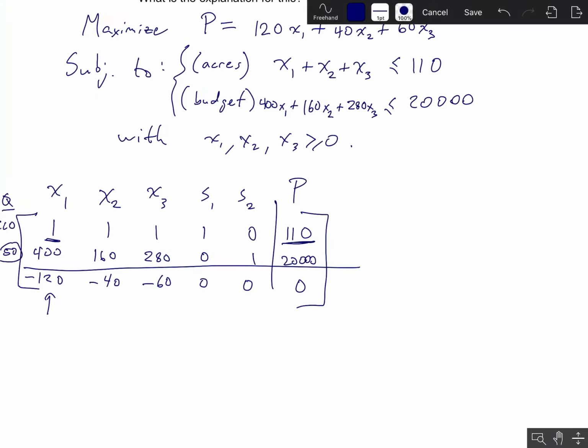Now 50 is smaller than 110, so we pick the smaller number here, and that tells us which row the pivot lives in. So this is our pivot row, and this is our pivot column, so that means that this is our pivot 400. And remember, our first step is to take the pivot and turn it into a 1, so I would take the pivot row and divide by the pivot. So we're taking row 2 and dividing by 400. Now if we do that, then the resulting matrix is going to be this.